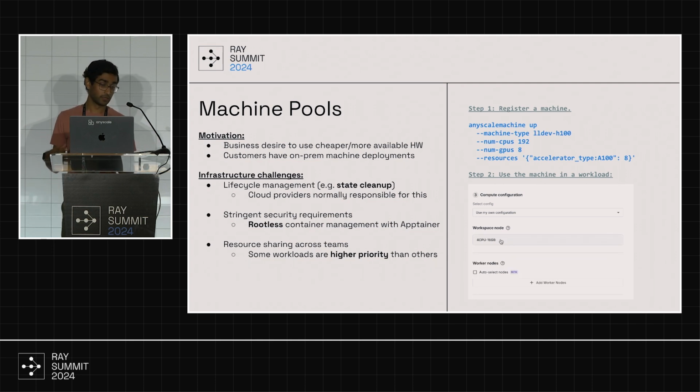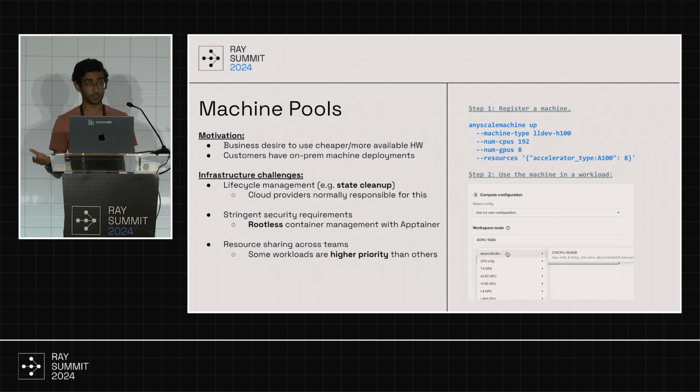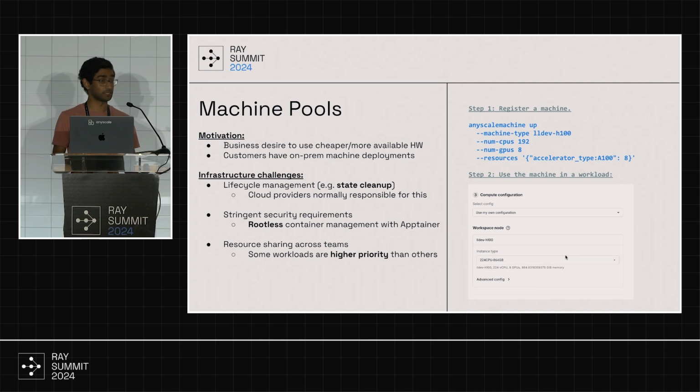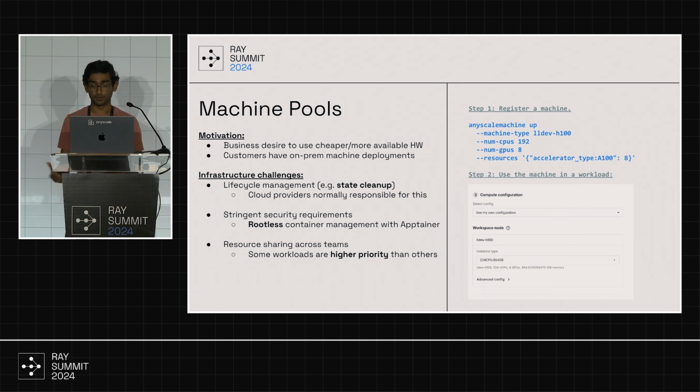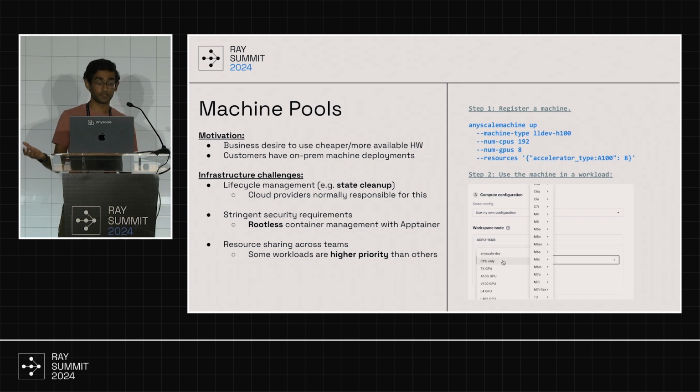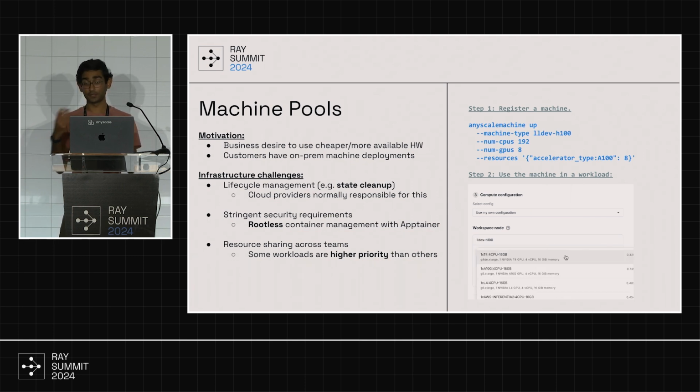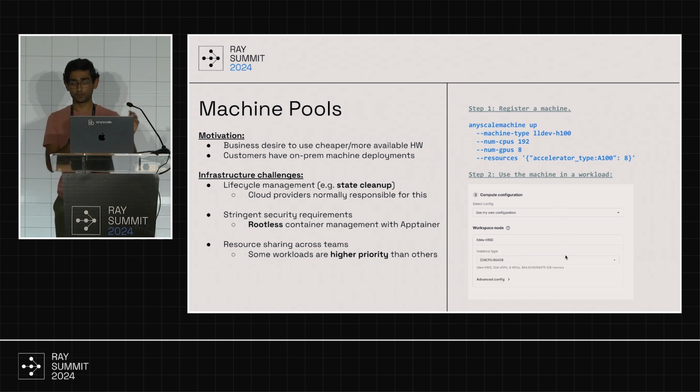Another is that when we run on top of customer bare metal hardware, there are a lot of security requirements. They say, hey, you can't run as root. So we have to have rootless support. And when you are using physical hardware in the office or in the data center, you have a resource sharing issue. There's a fixed number of boxes, you can't really autoscale, and so you want to create some priority preemption between different workloads. So we've built support for all three of these things.